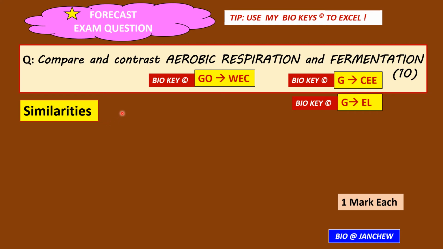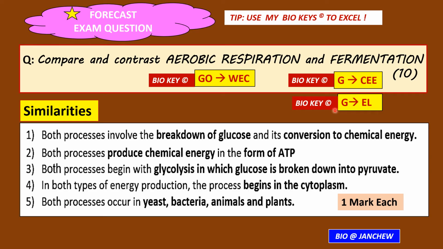So for the similarities, you can compare the equations here, right? You can see that glucose is the reactant, right, in this reaction. So both processes involve the breakdown of glucose and then its conversion to chemical energy. So the energy that's produced in all these cases are used to form ATP or produce ATP. Okay, so ATP stores energy in its bonds, so it is a form of chemical energy.